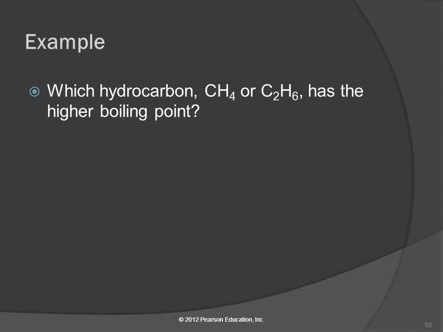So we should be able to predict things like this. Which hydrocarbon, CH4 or C2H6, has the higher boiling point? These 2 compounds are similar. They're both just carbons and hydrogens. What's the difference between them? One's larger, right? C2H6 is larger than CH4.